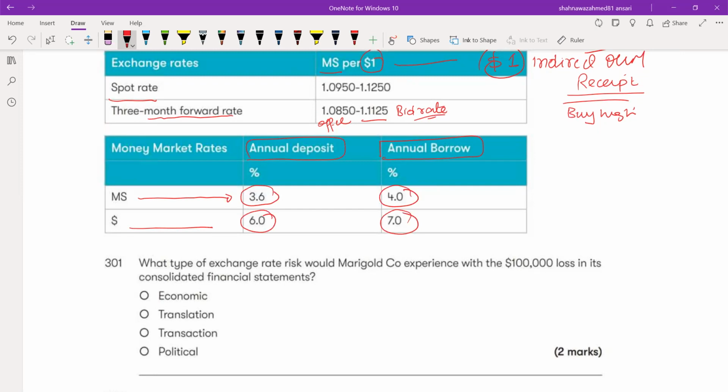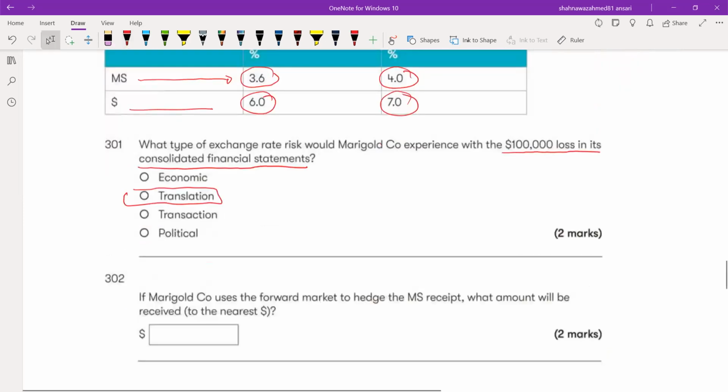What type of exchange rate risk would Marigold experience with the $100,000 loss in its consolidated financial statement? As we have discussed in the definition, if you are converting your subsidiary into local currency, that is a risk which is called the translation risk. So this is the translation risk.